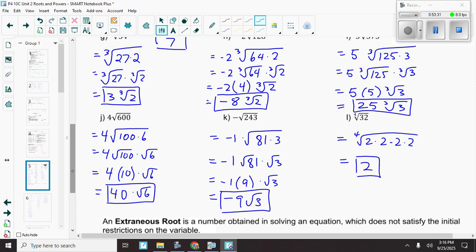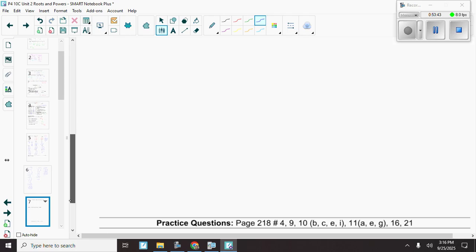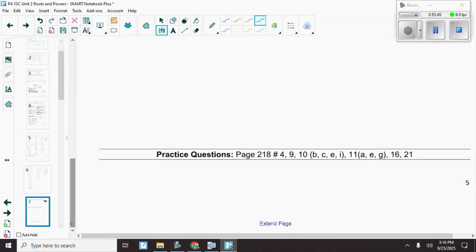So we're going to continue with the lesson tomorrow. But when you get home tonight, I do want you to flip over to the next page that has your homework listed. I want you to do 4, 9, the ones listed for 10 and the ones listed for 11. We'll do 16 and 21 later, but this is going to be for homework so that you can practice some before you come back to class tomorrow.